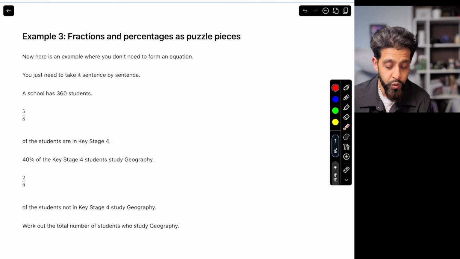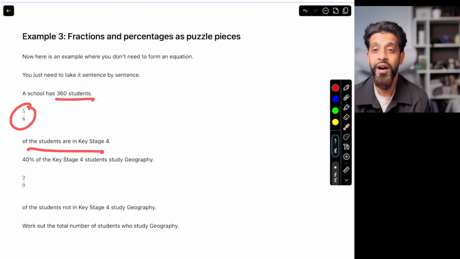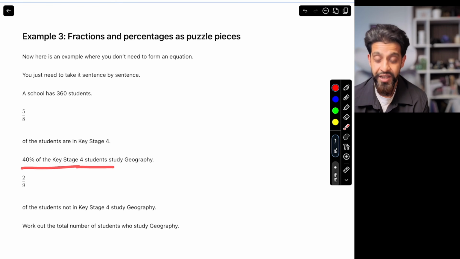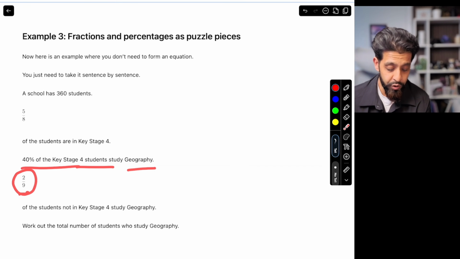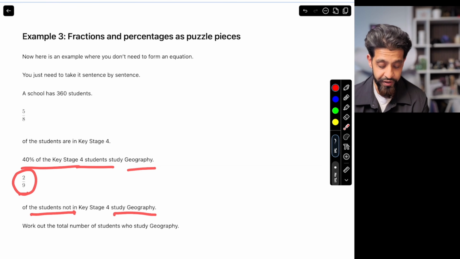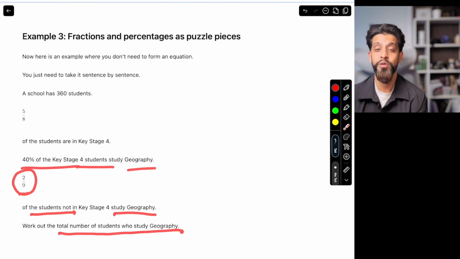So it says a school has 360 students. 5/8 of the students are in Key Stage 4. 40% of the Key Stage 4 students study geography. 2 out of 9 of the students not in Key Stage 4 study geography. Work out the total number of students who study geography.